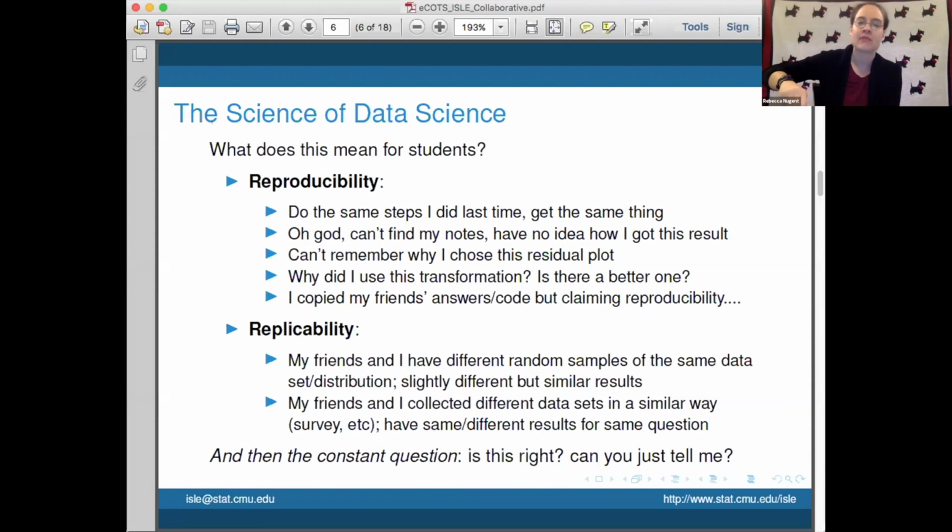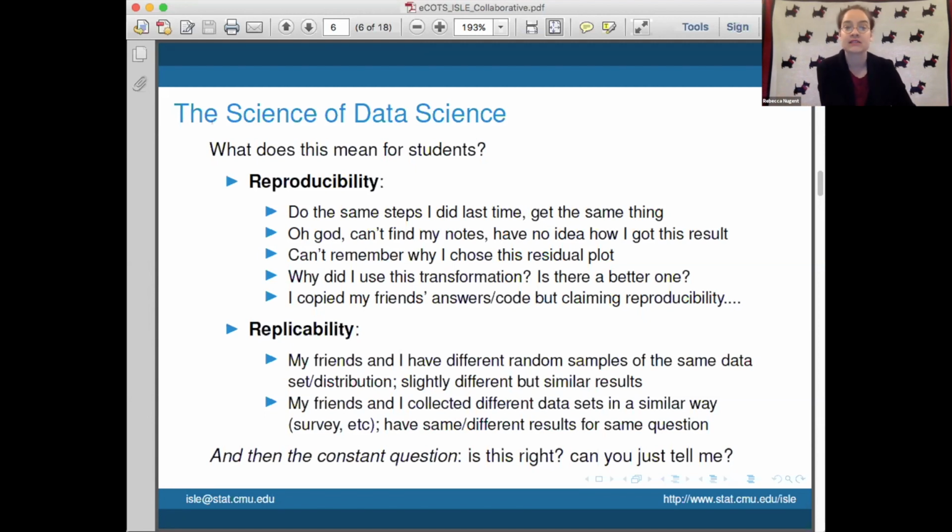And in terms of replicability, the things we hear all the time are students being worried about, well, we got different random samples, but we did it from the same data set. I have slightly different results. So did I do everything wrong? Did the decisions that I made lead to the problems? Like, whose answers are actually right?